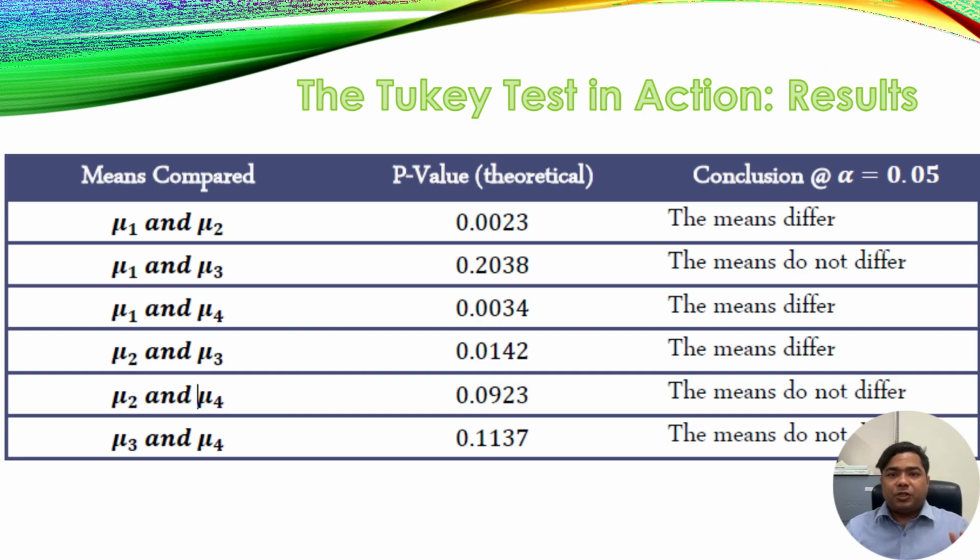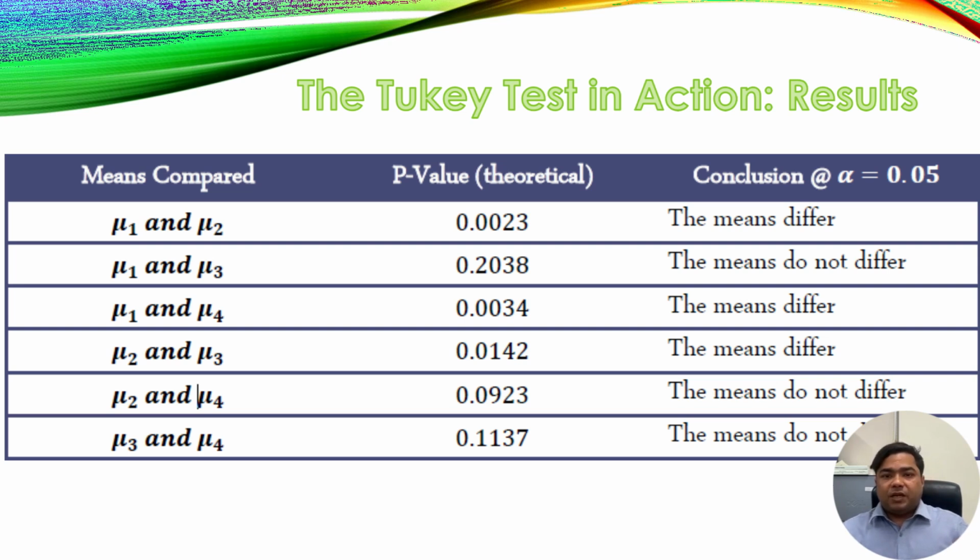This slide shows the Tukey post-hoc test results. After ANOVA, we already found that not all group means are equal, but ANOVA does not tell us exactly which groups are different. That is why we use the Tukey test. Here, each row compares two group means.